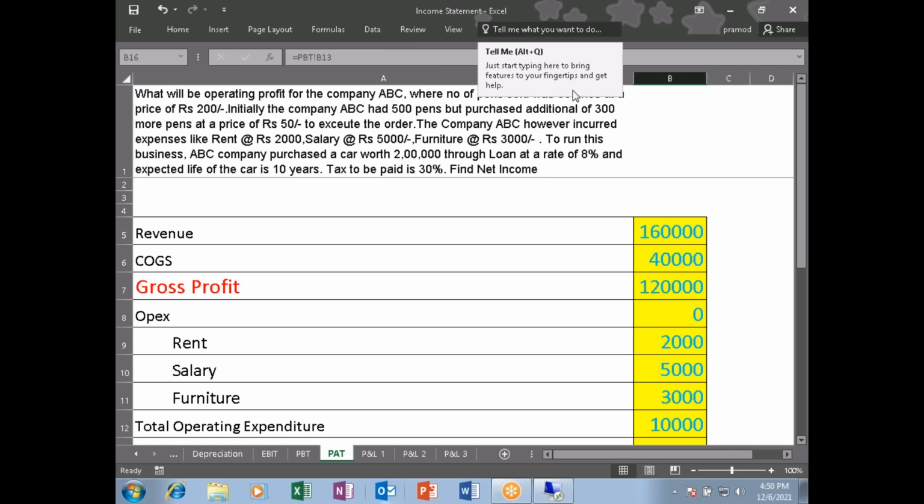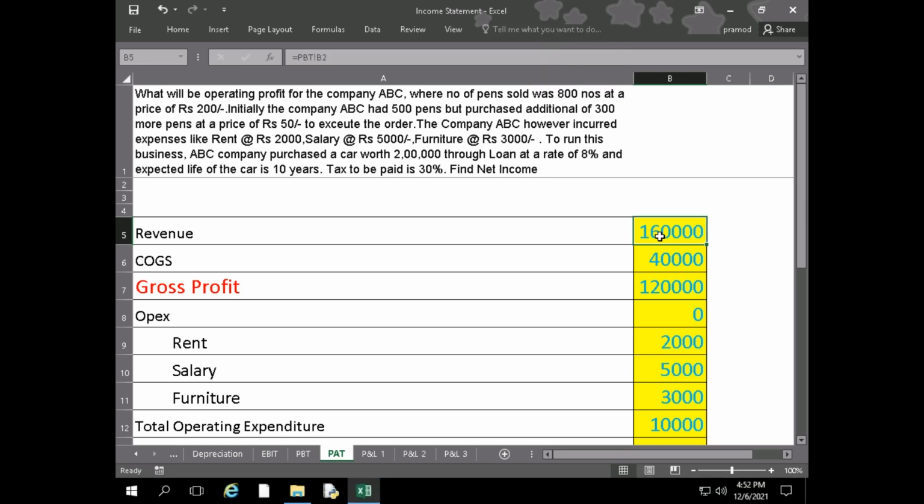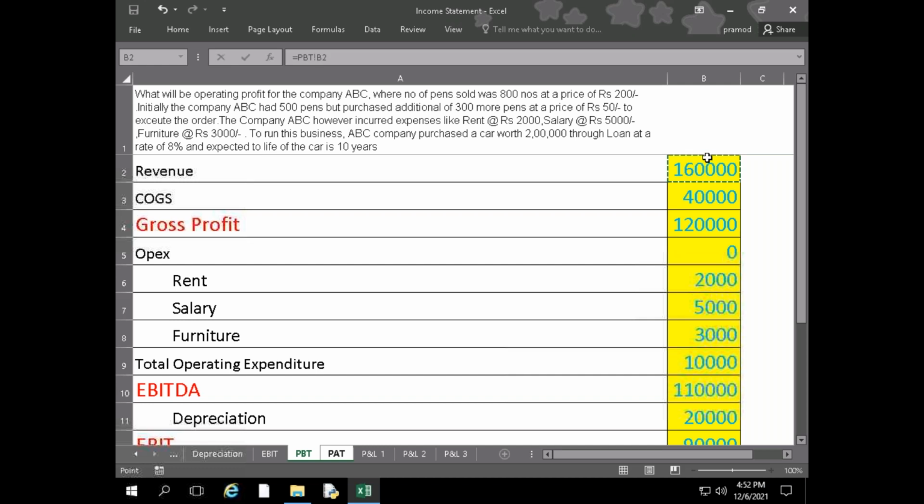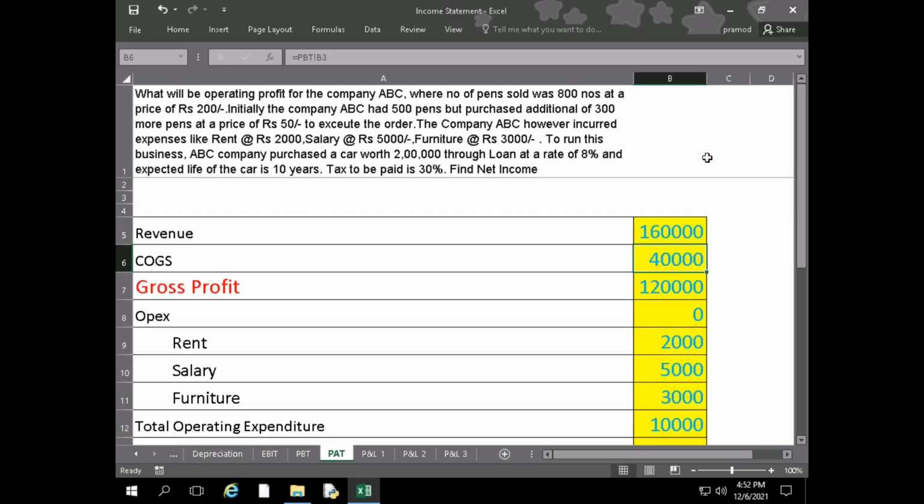Sir, show how to drag from revenue to gross profit to another problem. From where you want to drag, type equals, click that sheet, that particular value, select and press enter. That's it. Then drag. Thank you, sir.